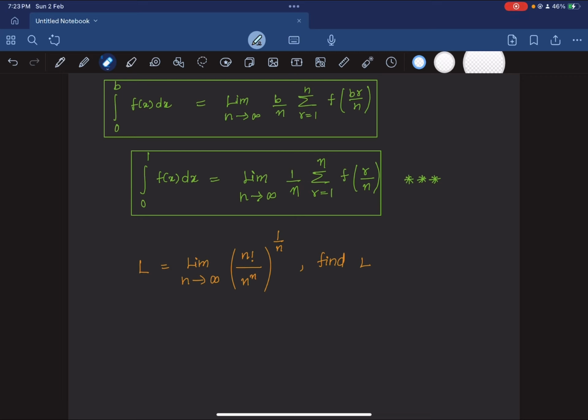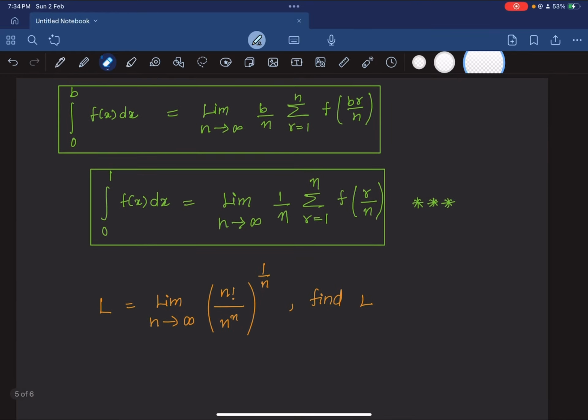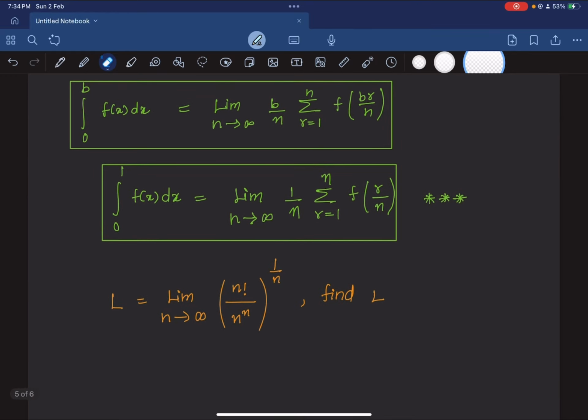To understand this concept clearly, and to explore how we can apply it in solving questions, let us solve this particular question. This is a very fundamental application of this concept. You have this limit which you have to evaluate, and the limit is given by limit n tends to infinity of n factorial by n to the power n, whole power 1 upon n. So this is the limit that you have to evaluate.